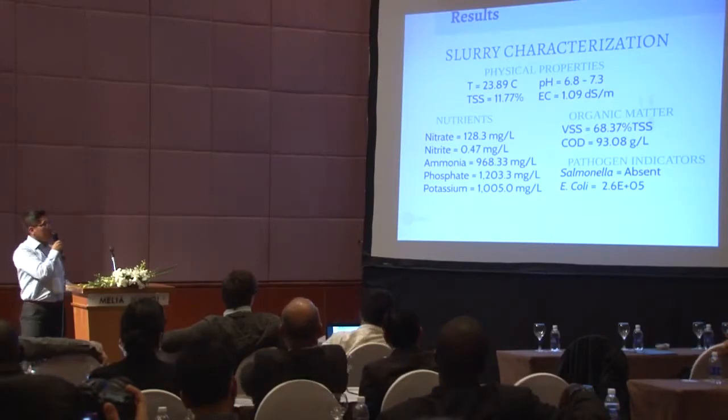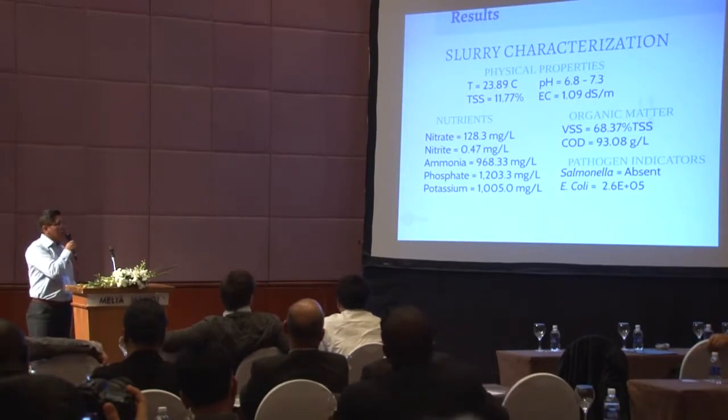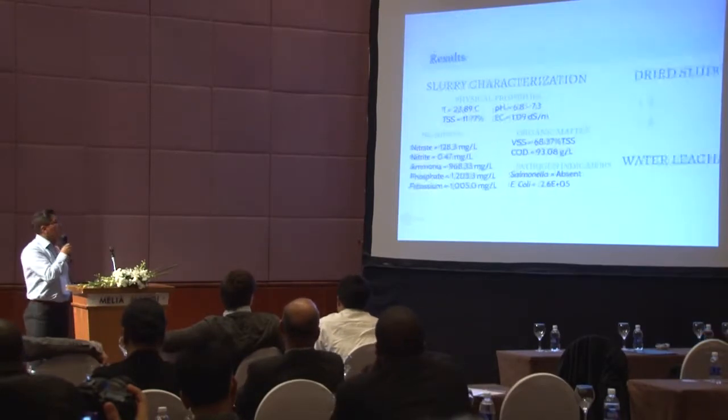And the pathogen concentrations also, we measured Salmonella and E. coli. Salmonella was absent, and the E. coli is a little bit high. About the dried sludge, what are the characteristics of the dried sludge?